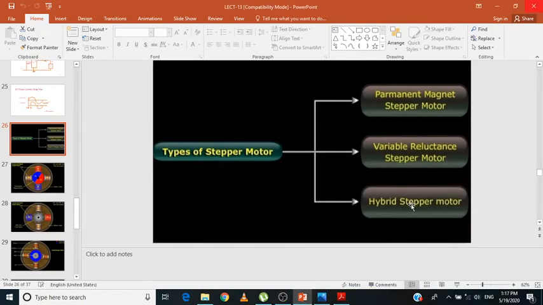Okay, good afternoon, students. Today we are going to discuss the last topic in our fourth unit, which is nothing but the stepper motor.